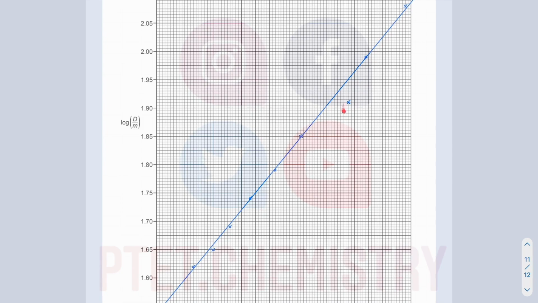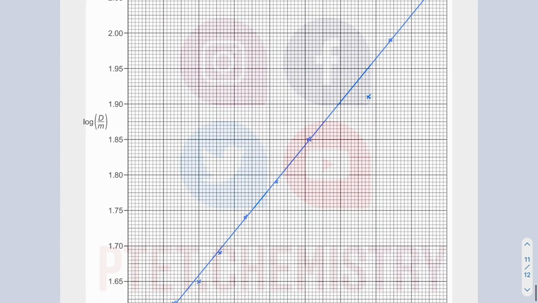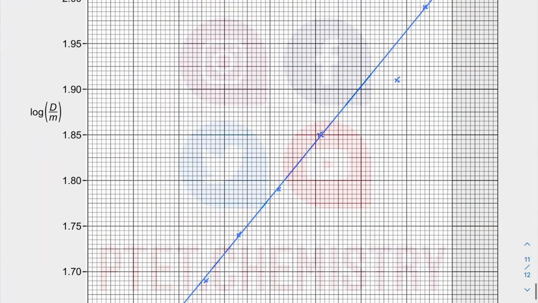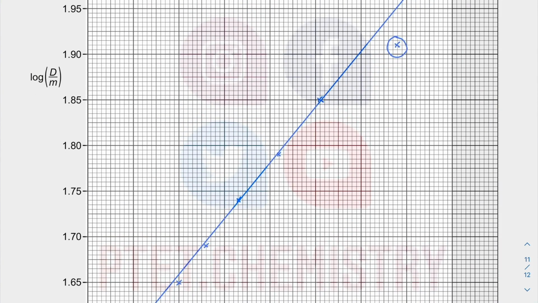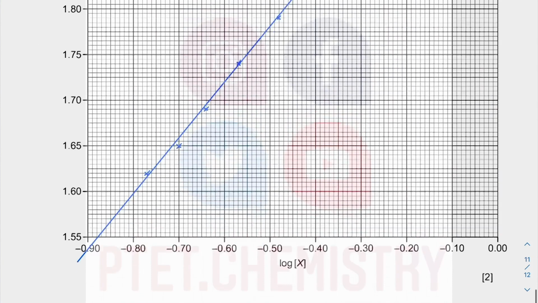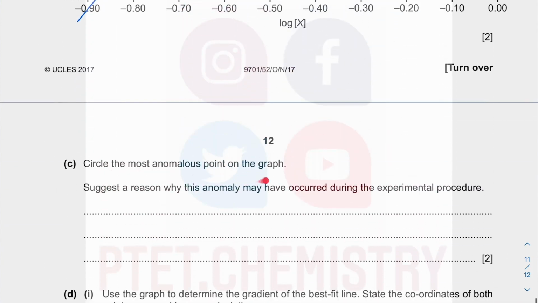This is clearly the most anomalous point because as you could see, this is the only point that really stands out as being far away from the line, whereas the rest is very close to the line. This is considered very close to the line compared to this, alright? So: circle the most anomalous point on the graph, suggest a reason why this may have occurred during the experimental procedure, okay?